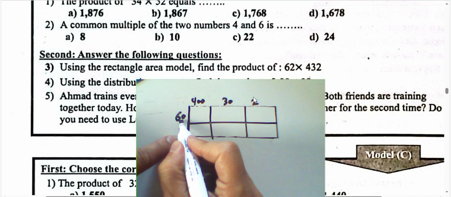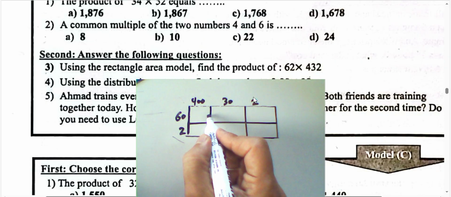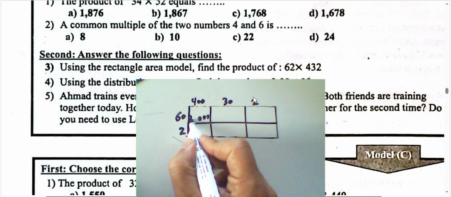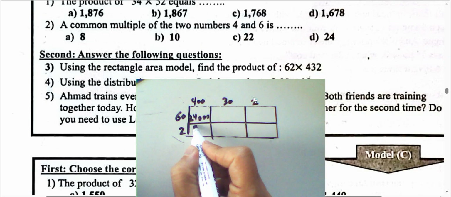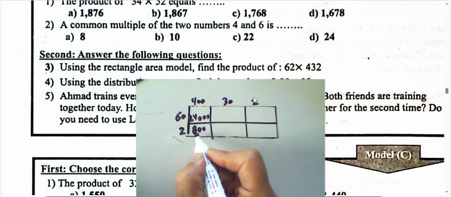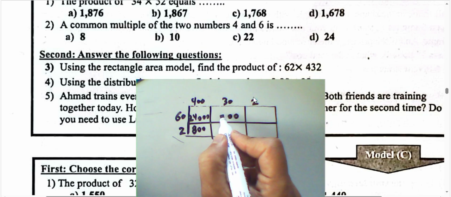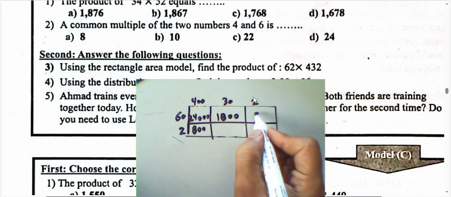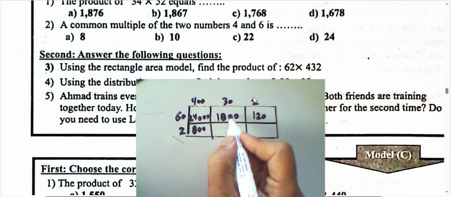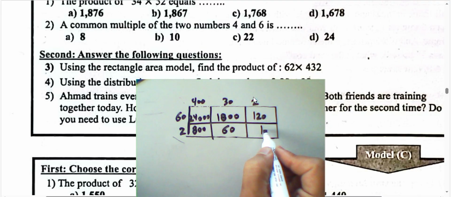Then 60 times 400, write double 0 and then 0 here. 4 times 6 is 24. 2 times 400 is 800. 60 times 30, double 0. 3 times 6 is 18. 2 times 60 is 12. 2 times 30 is 60. 2 times 2 is 4.